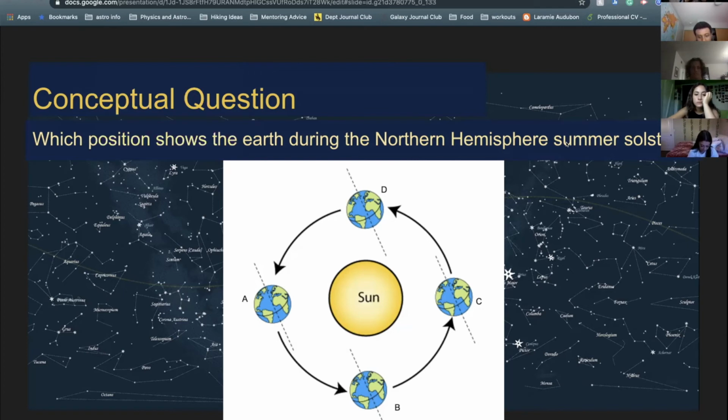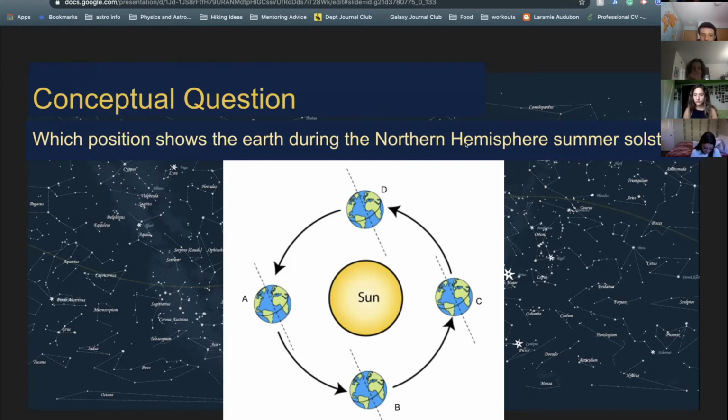If A and C are our solstices, what are D and B? I've also got my chat open. If someone wants to yell it out, or they can put it in the chat. Equinoxes? Yep, those are our equinoxes. So equinoxes equal, everywhere's experiencing that same day. Maybe that's like a little helpful mnemonic.